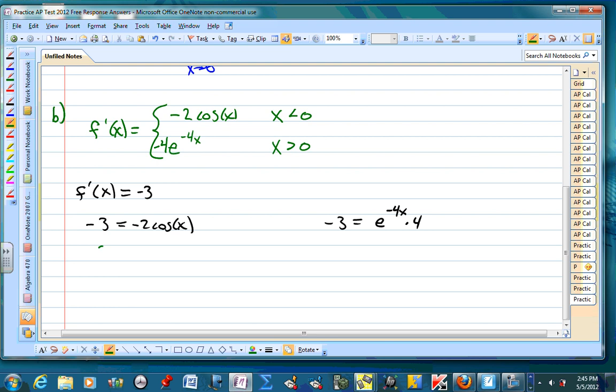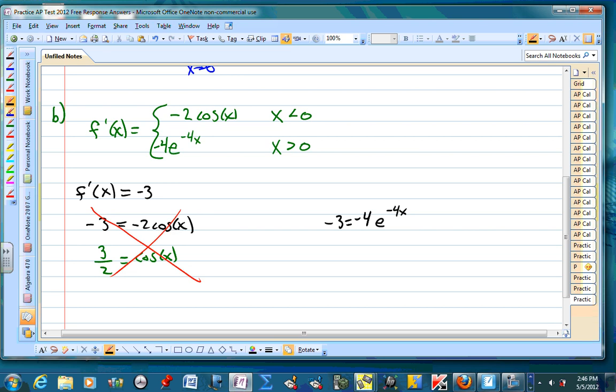Divide both sides by negative 2. 3 halves equals the cosine of x. Well, let's see. It doesn't make a lot of sense because we know that the cosine of x always goes between 1 and negative 1. 3 halves is 1.5. That's too big. So we're going to say this situation isn't going to happen. Let's see what happens over here. Let's pull this constant out in front. Remember, that's a negative 4. I was missing a negative sign earlier.